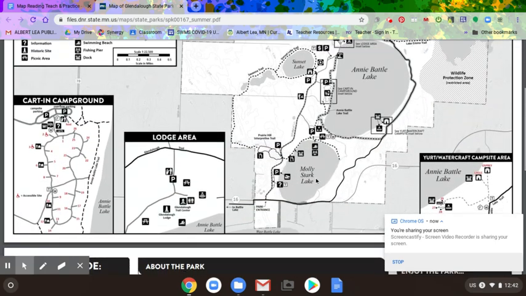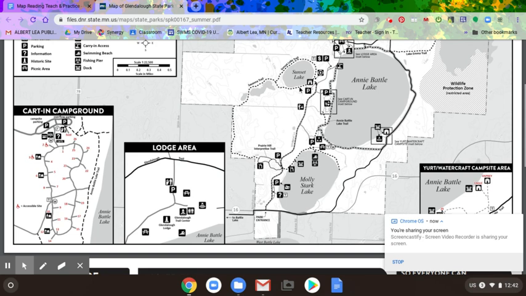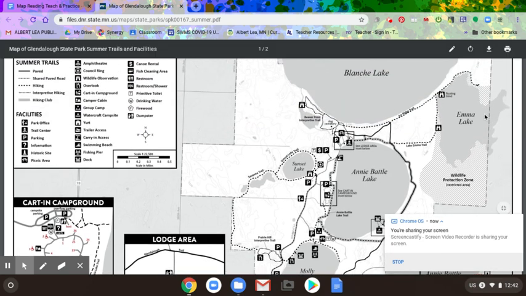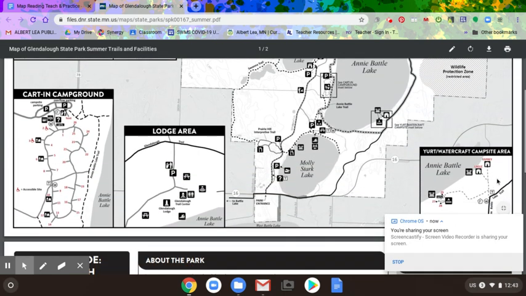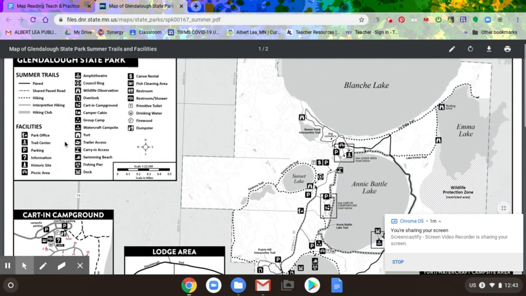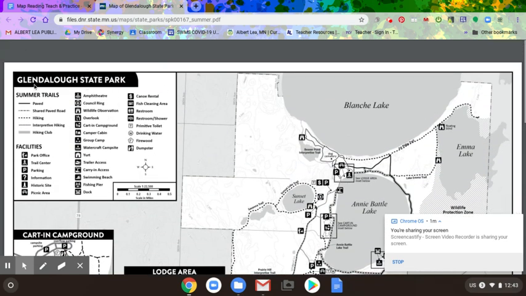Okay, we see there's Molly Stark Lake, Annie Battle Lake, Sunset Lake, Blanche Lake, Emma Lake. So this whole area that's kind of in white versus the gray, and you see these dot and dash lines, that's showing the boundary of the park. And then we see there's a couple of these zoomed in areas for some of the campsites, the lodge, the campground.